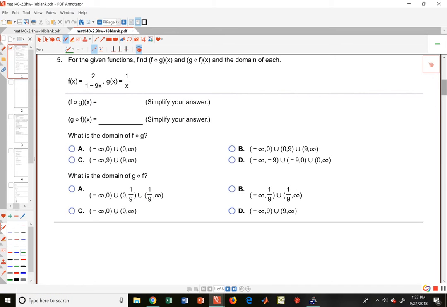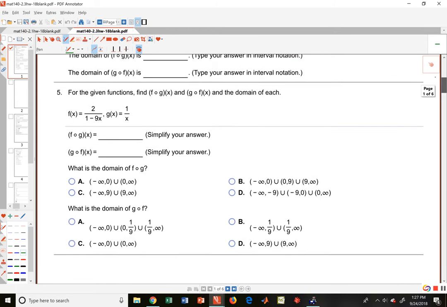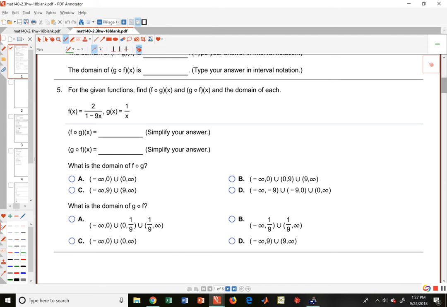We're going to do some more from section 2.3, number 5, and we're going to be talking about the FOG and the GOF. It's actually F composed with G and G composed with F. This is an operation that arithmetic doesn't have, the composition of two functions. Composition is unique to functions, as opposed to multiplication, division, things like that, which you can do with functions and with numbers, but you can't compose two numbers, but you can compose two functions.